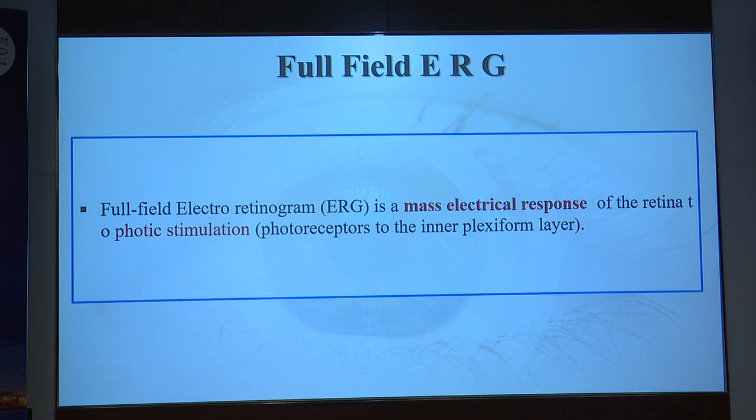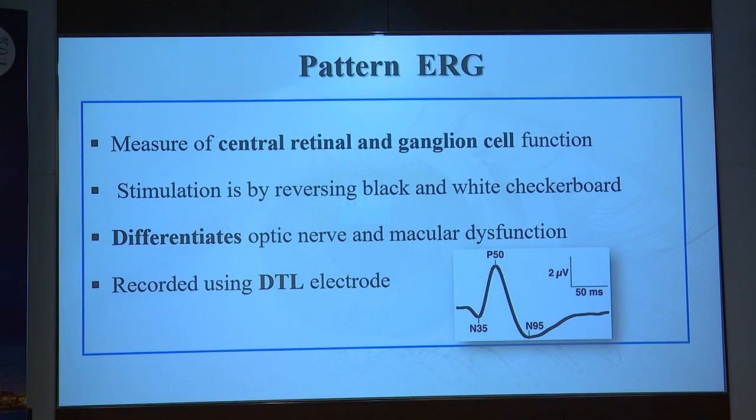Now a little bit about full field ERG. You will get all the detailed information in subsequent talks, but full field electroretinogram is a mass electrical response of the retina to photopic stimulation, from the photoreceptors to the inner plexiform layer. In pattern ERG, we measure the central retinal and ganglion cell function. Stimulation is by a reversing black and white checkerboard. It differentiates optic nerve and macular dysfunction, and it is recorded using DTL electrodes. There are different kinds of electrodes that will be explained in subsequent talks.